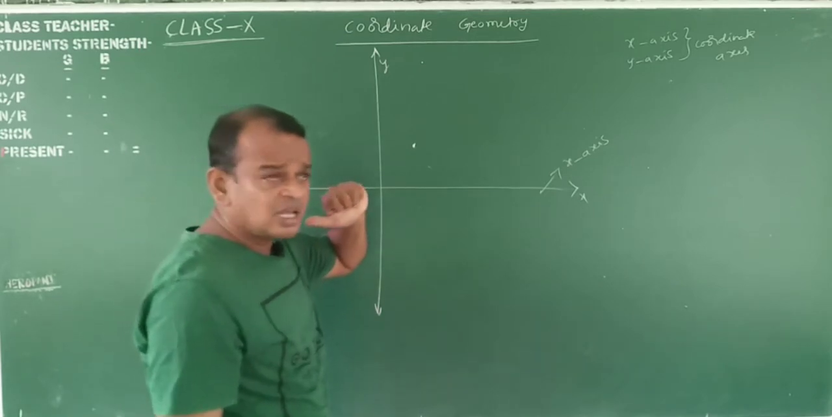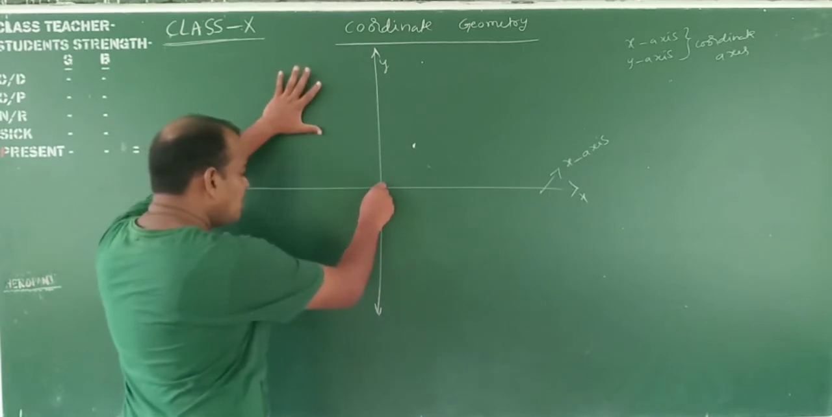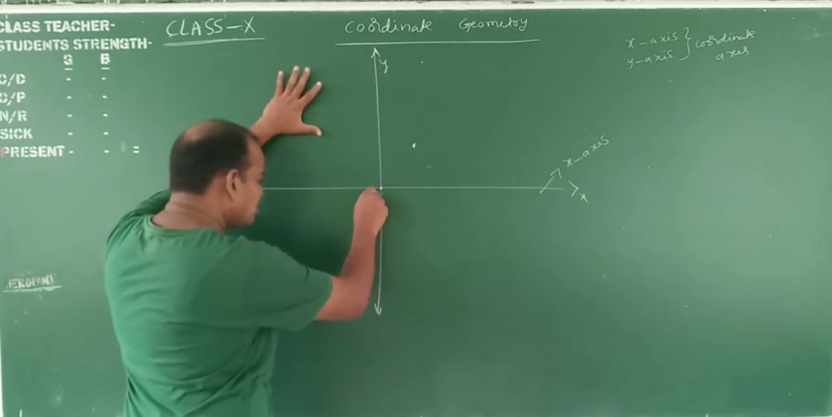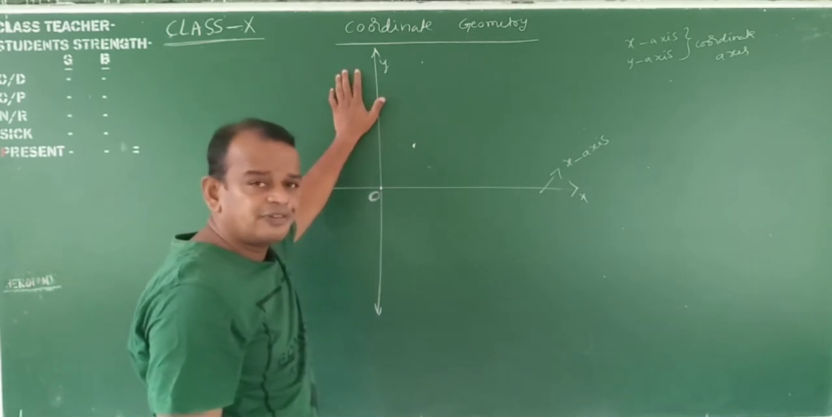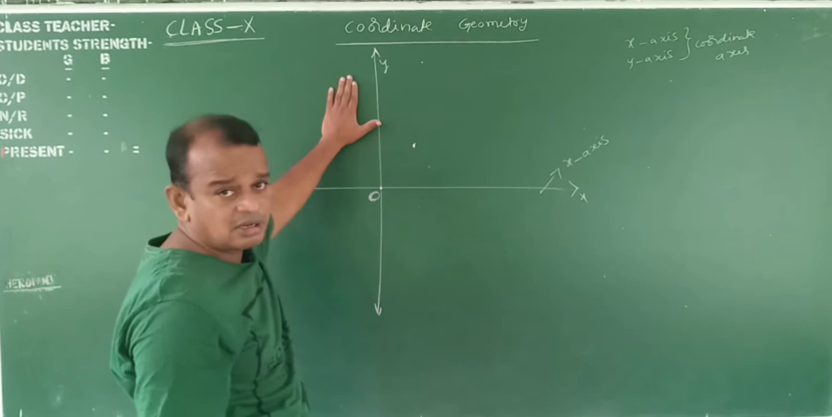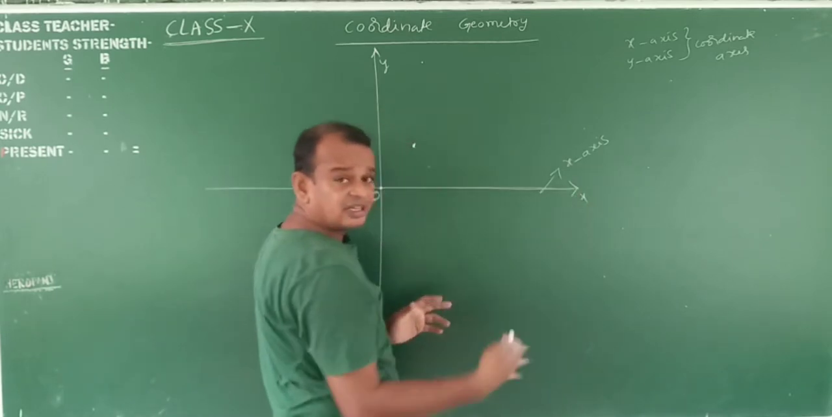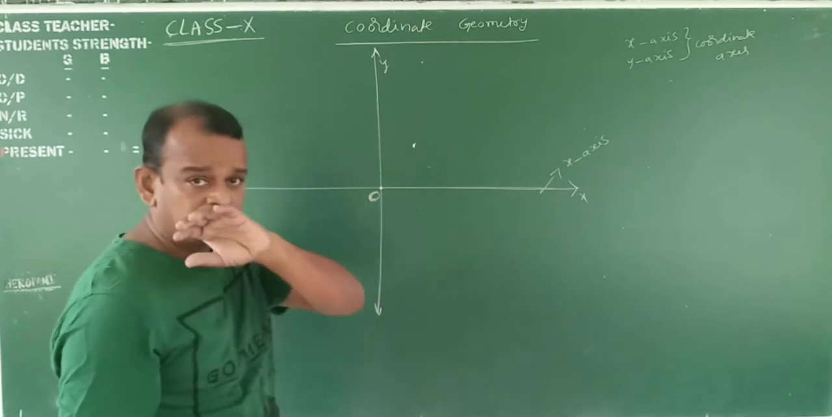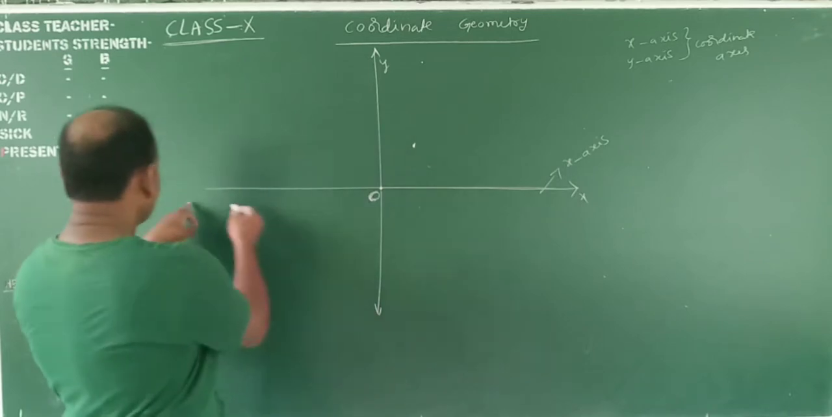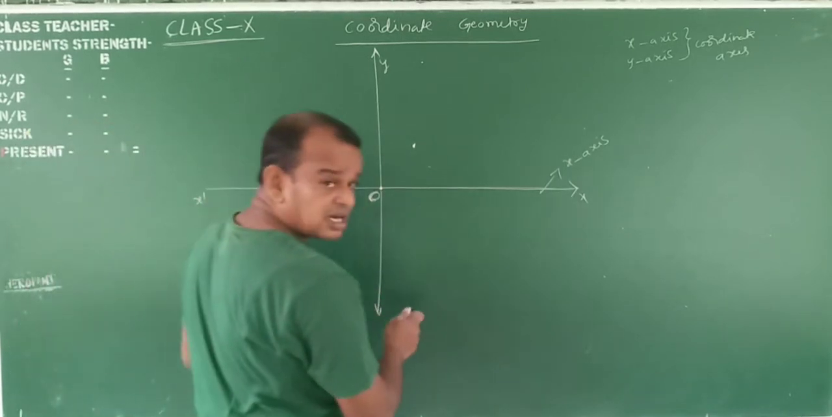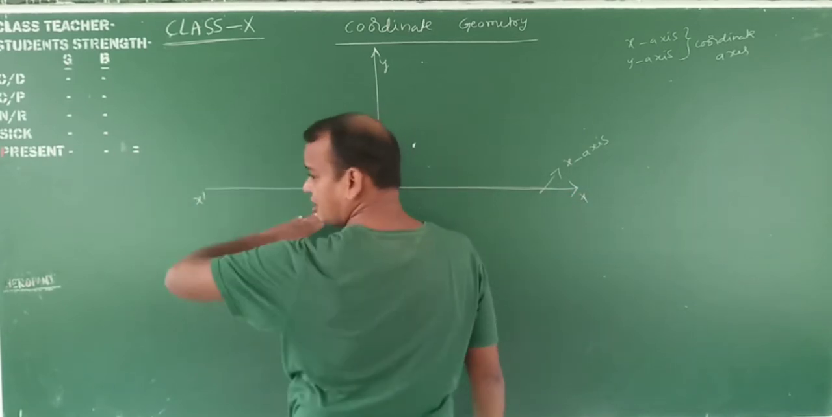Now, the point of intersection of the x-axis and the y-axis, that is, of the coordinate axes, is called the origin. From the origin O, the right side is called the positive x-axis. All the terms go this way. You are standing facing the board. This right side is the positive x-axis, and the left side is called the negative x-axis.